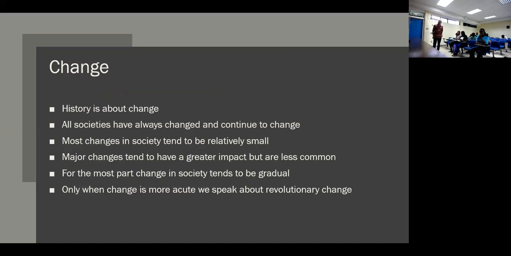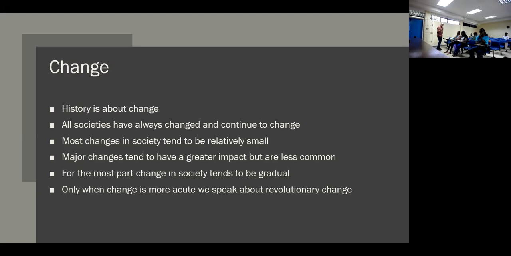So change, an important thing. For us as students of the past, why is change so important? This change and the continuity is where I'm going to try to concentrate a little bit more, because this is how I want you to start thinking differently.